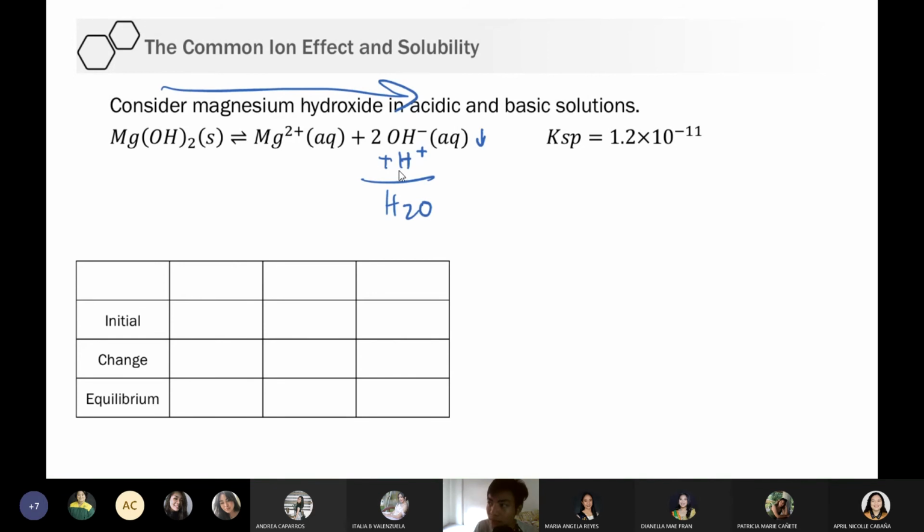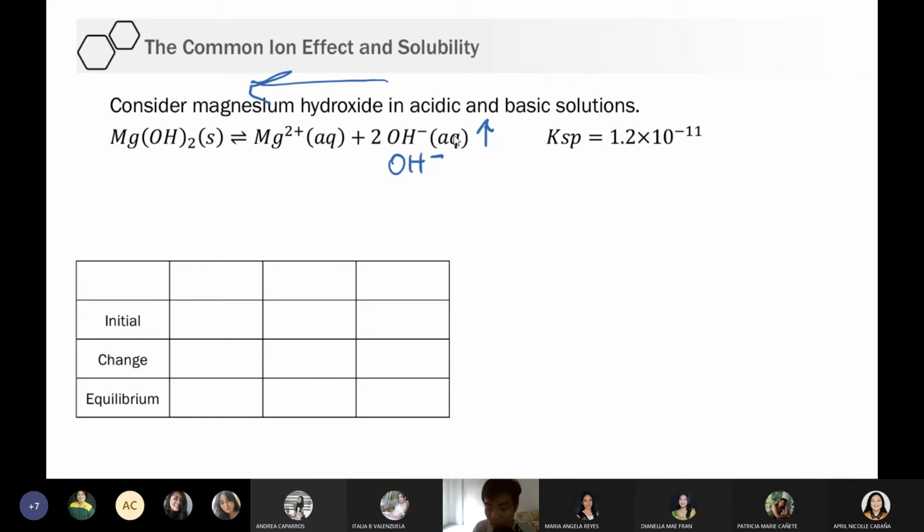Kasi in acidic media, yung OH mababawasan, okay, as it reacts with H+ to produce water. Mababawasan yung concentration niya, so the equilibrium will be shifted to the right. However, kapag yan ay nasa basic solution, anong common ions? Yung hydroxide. No? Kapag basic solution, may hydroxide, di ba? So, tataas lalo yung concentration ng OH, hence the equilibrium will be shifted to the left. It will become less soluble.